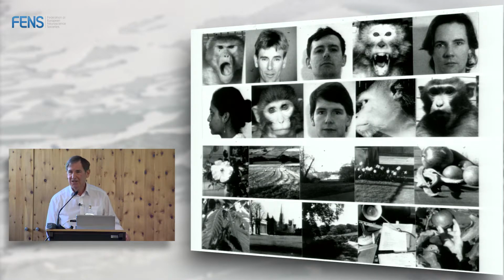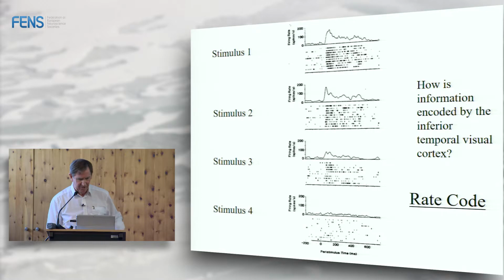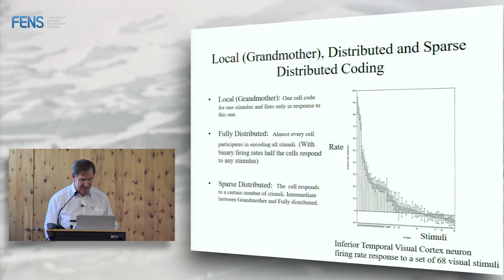Now, here's just a little bit about coding. We use a large bunch of stimuli, measure the firing rate to all of them. And the question is, how is information encoded? Here we are, one stimulus, fourth stimulus. Looks like firing rate might have something to do with it. So we tested that.